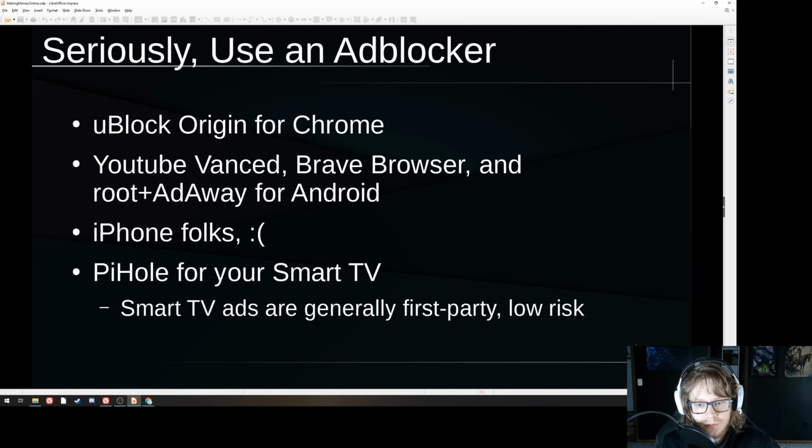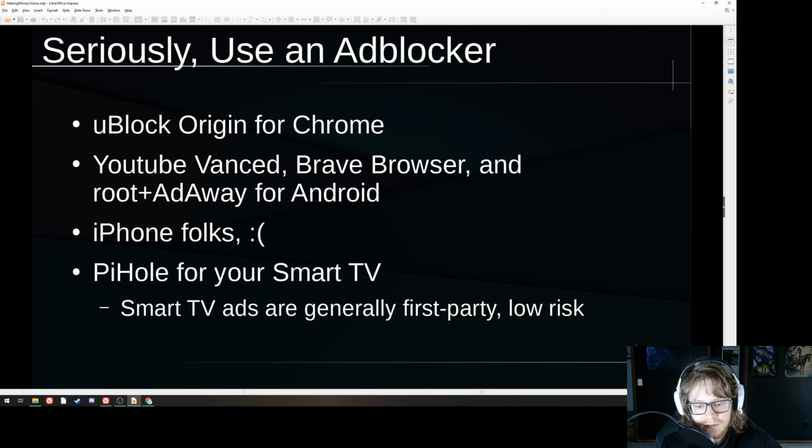The Pi-hole will block all of the third-party and generally even first-party ads on your smart TV, but a lot of the time smart TVs will run only first-party ads for their own content. So, for example, the Roku TV that I have runs ads only for Roku content. If that doesn't bother you, then you can obviously whitelist it on your Pi-hole.